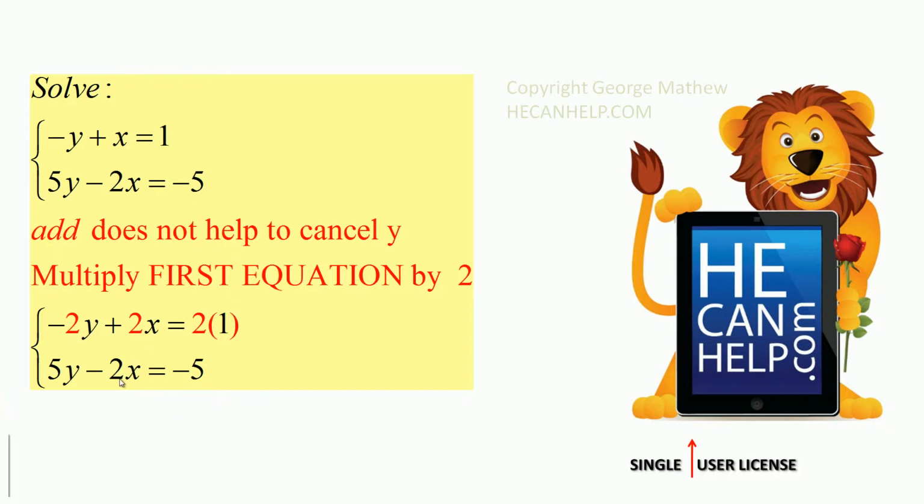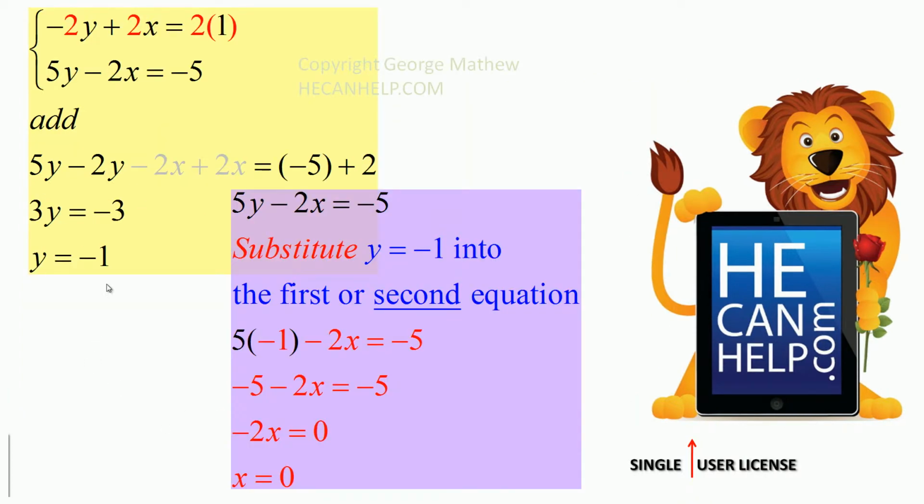Add. 2x and minus 2x cancels out. 5y minus 2y becomes 3y. So 3y equals negative 5 plus 2, which is negative 3. So 3y equals negative 3, or y equals negative 1. So that's what I did here. You add 5y minus 2y, negative 2x plus 2x, negative 5 plus 2. So you get 3y equals negative 3. Divide both sides by 3, and what do we get?